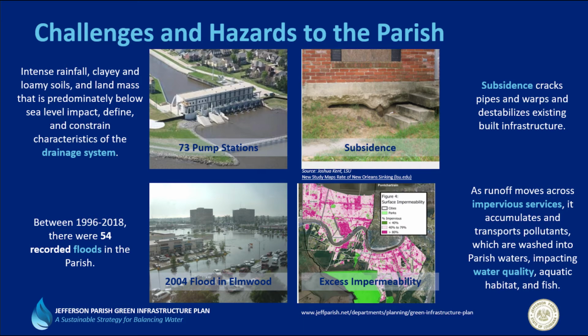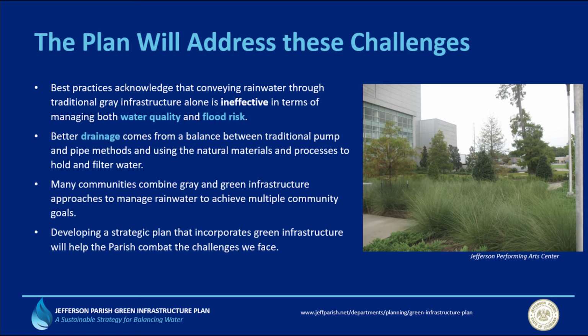The natural landscape of Jefferson Parish is largely covered with buildings, paved roads, and parking lots. Raindrops land on and collect on its hard, impervious surfaces instead of soaking up into the ground or being captured and evaporated on trees and plants. As runoff travels across impervious surfaces, it picks up and transports pollutants. Subsequently, those pollutants are washed into parish waters where they impact water quality, aquatic habitat, and fish. The plan will address these challenges.